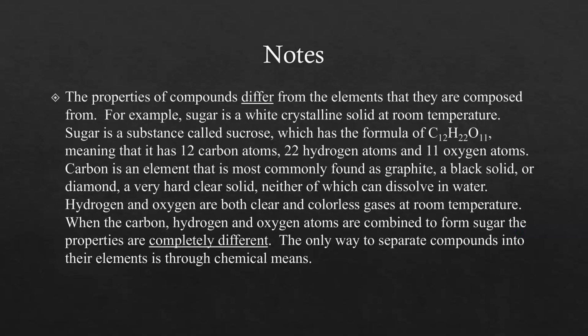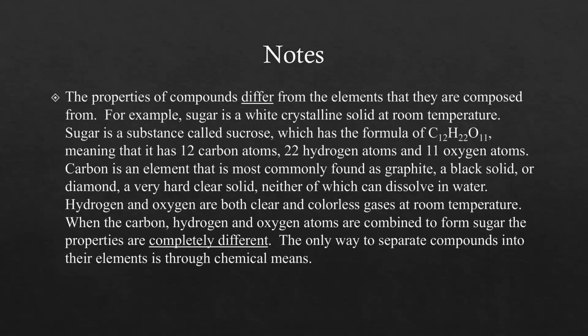The properties of a compound differ from the elements that they are composed of. For example, sugar is a white crystalline solid at room temperature. Sugar is a substance called sucrose, which has the formula C12H22O11, meaning it has 12 carbons, 22 hydrogen atoms, and 11 oxygen atoms.